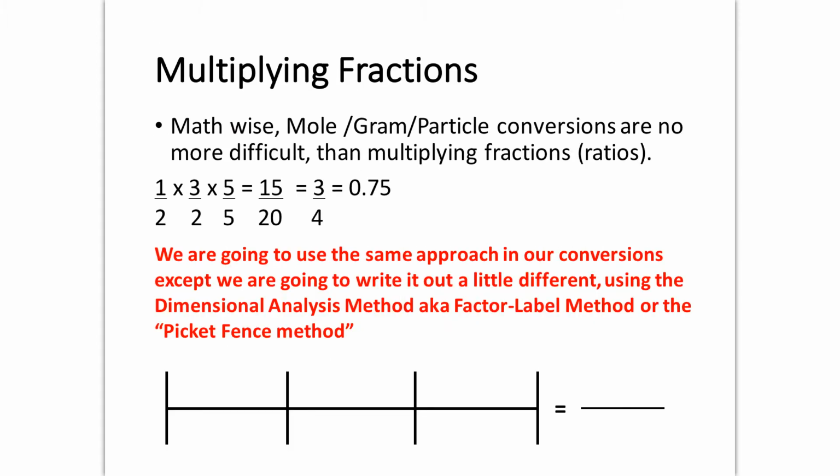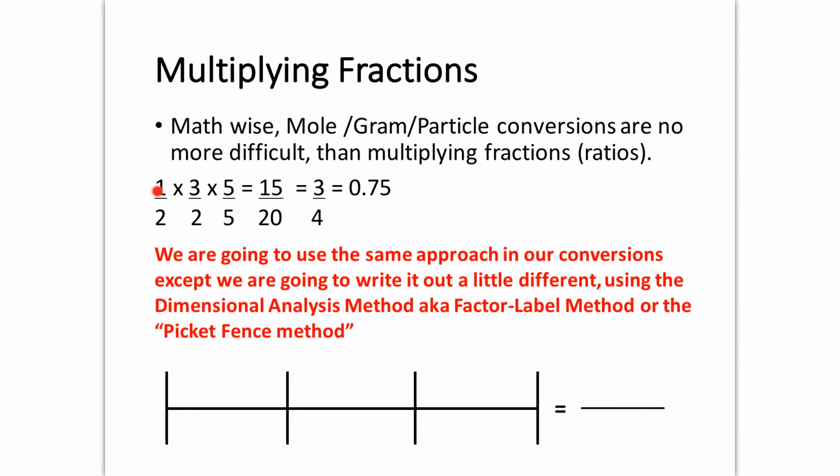So basically the skill set that you need to master this concept is, can you multiply and divide a series of fractions or ratios in math? And so here we go. Here's a ratio of 1 over 2 times a ratio of 3/2 times a ratio of 5/5. If I multiply all these together and then further reduce, I get 3/4, or if I convert it to decimals, 0.75.